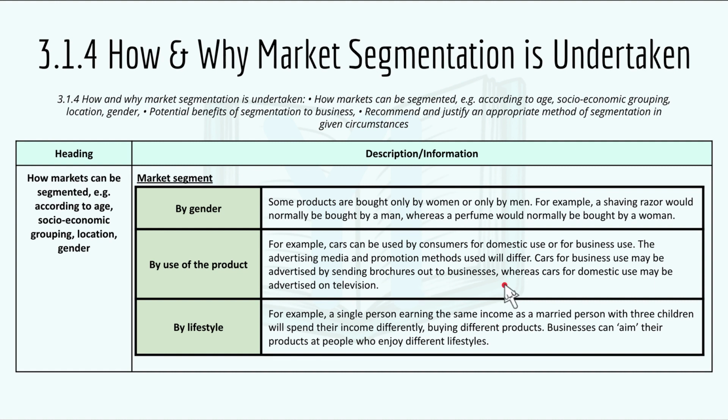Cars for business use may be advertised by sending brochures to other businesses, whereas cars for domestic use may be advertised on television. And by lifestyle, for example, a single person earning the same income as a married person with 3 children will spend their income very differently and buy different products. Businesses can aim their products at people who enjoy different lifestyles.